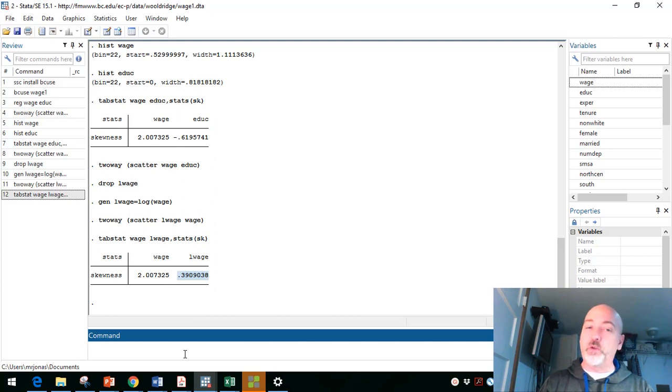Let's think about what we need to do for that education variable that had negative skew. Well, here we need to elongate the right-hand tail. We need to increase the dispersion of the right-hand tail, and it turns out a polynomial, a square transformation, is going to do just that.